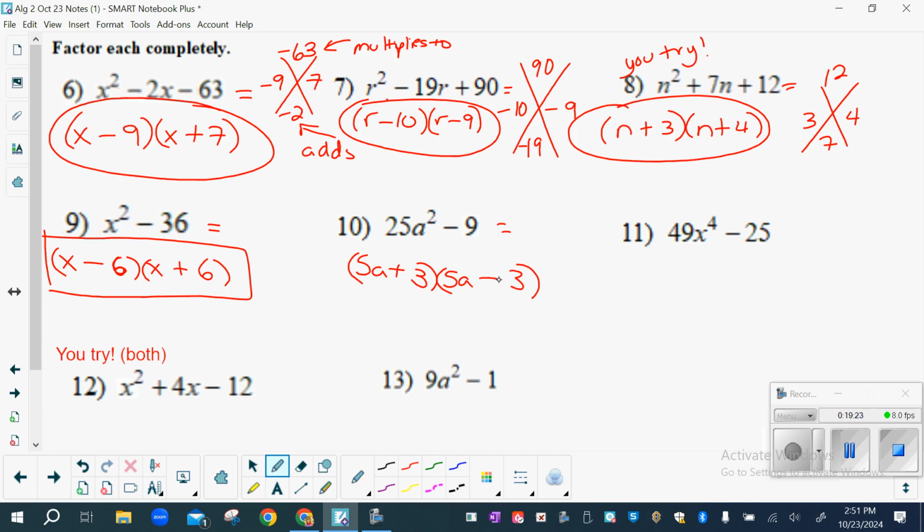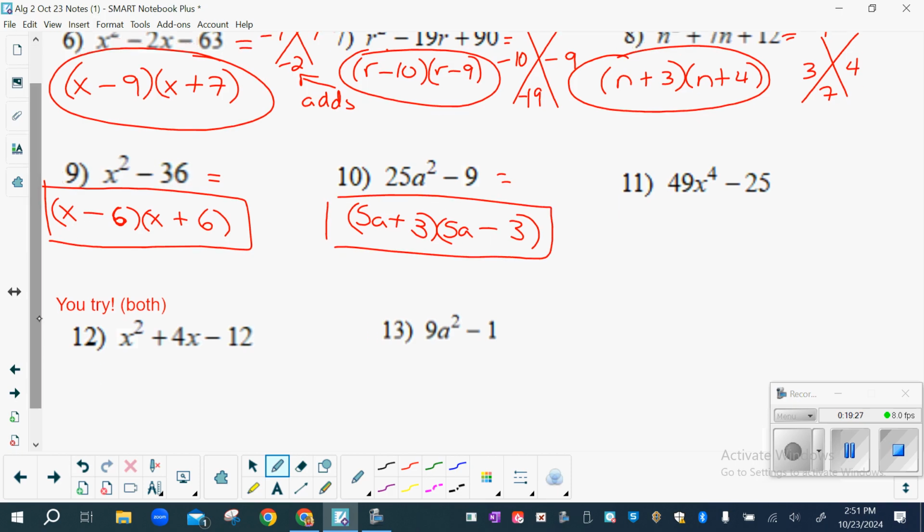Okay. So I'm going to come back to number 11. Go ahead and do this one. I'm going to skip 12. Go ahead and do this one. Do number 13. So right now on your paper or on your desk, do number 13, please.